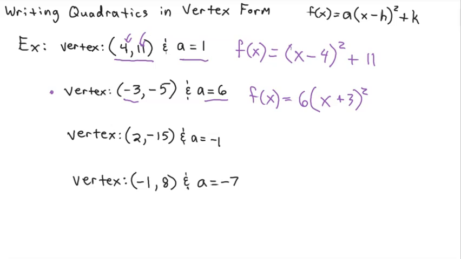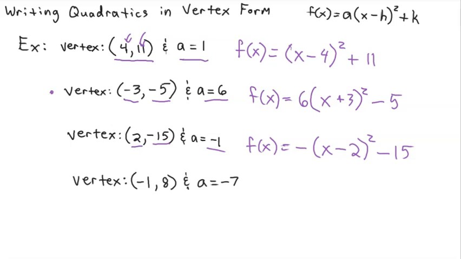And then we can see that k is -5. So instead of writing plus -5, we're just going to write minus 5. Okay, so there's our second one. This third one here, f of x is equal to, a is -1. We're not going to write -1. We're just going to put a negative symbol, negative, and then a parenthesis, x. And then our h is 2, so we're going to write minus 2 squared. And then our k is -15, so we're going to write minus 15.